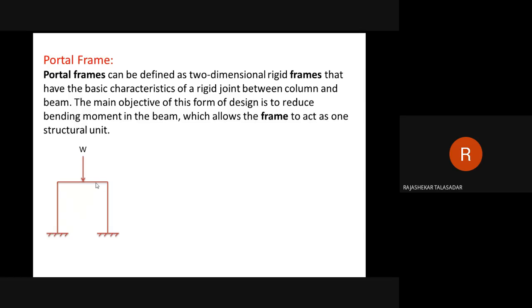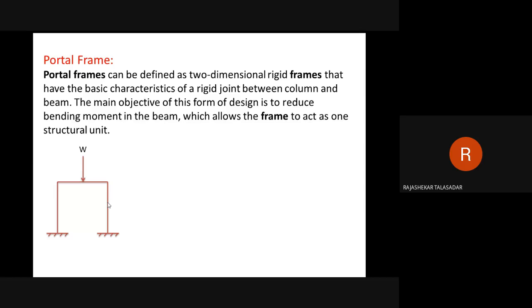It is called a portal frame. Two columns are supporting the beam, and the joint between the beam and the column we take as rigid. Here the horizontal member is called the beam, whereas vertical members are called columns. Now this beam has two joints, one with this column, another with this column, and we are considering them as rigid. Even in a continuous beam, all joints are considered rigid.